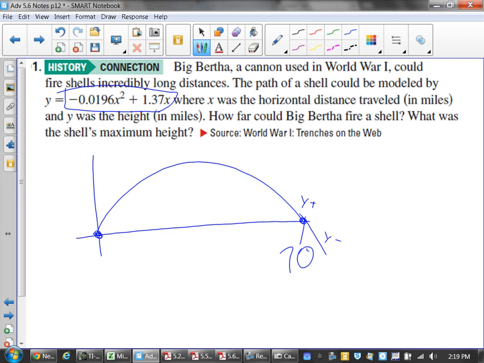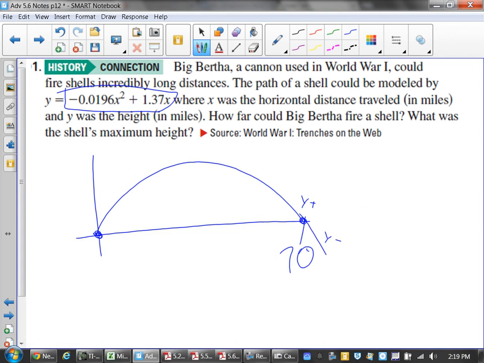Because what I'm looking at here is how far could it fire a shell? About 70 miles. You guys know how far that is? That's shooting a cannon from here and it hits Lake Michigan. Oh my gosh. That's about 70 miles. How does that even work? How would you even aim that? You point east. Just point it.